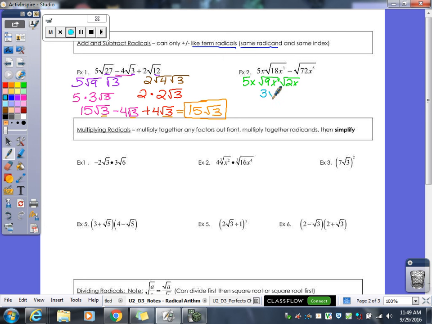Square root of 9 is 3. Square root of x squared is x. But I have to multiply it times the 5x that was already there. So after we multiply, what do we get? 15x squared, radical 2x.